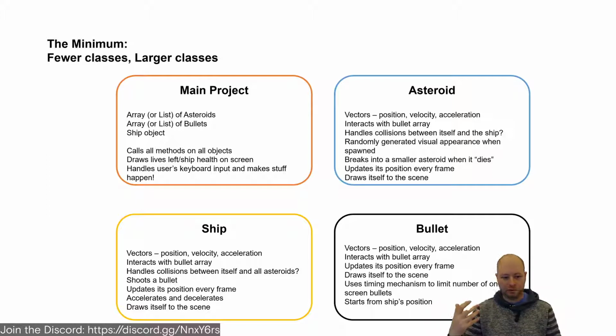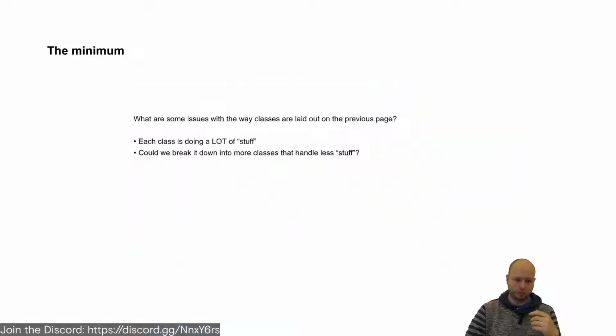The main project has the asteroids, the bullets, your object. It contains everything there, how many lives you have. Each asteroid contains its orientation, how it interacts with a bullet when it hits, how it breaks into smaller pieces, and you have to update its position and draw itself to the screen. And the ship, same idea: your position, your orientation, the bullets, and each one will handle the interactions individually.